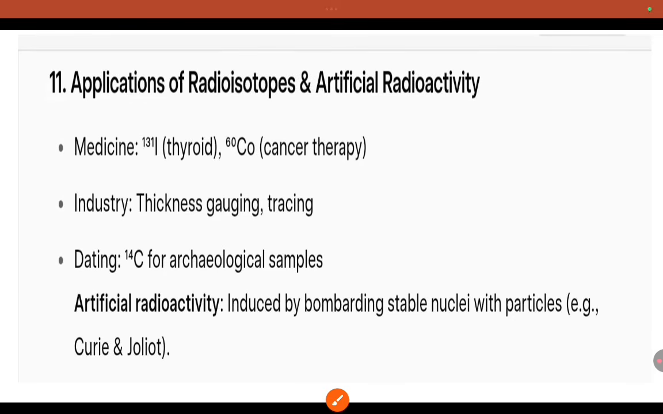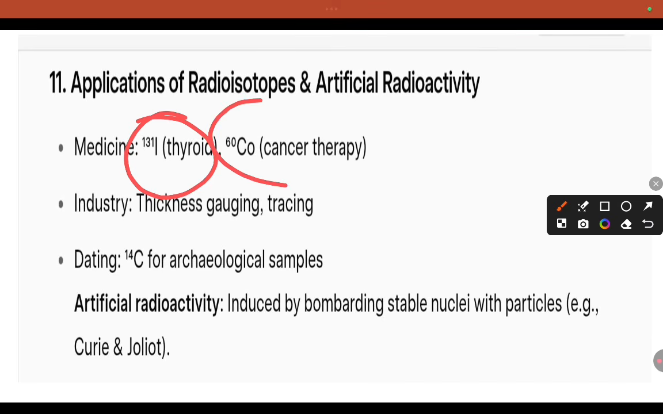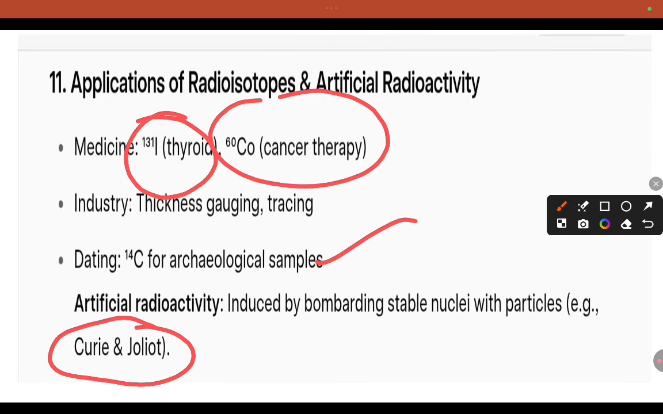Applications of radioisotopes and artificial radioactivity. Iodine-131 is used in treatment of thyroid, cobalt-60 is used in cancer therapy. They are not only used in medicine, they are also used in industry, like thickness gauging and tracing, and C-14 is used for archaeological samples to detect the age of fossils. Artificial radioactivity is induced by bombarding stable nuclei with particles. This artificial radioactivity was discovered by Marie Curie and Frederic Joliot.